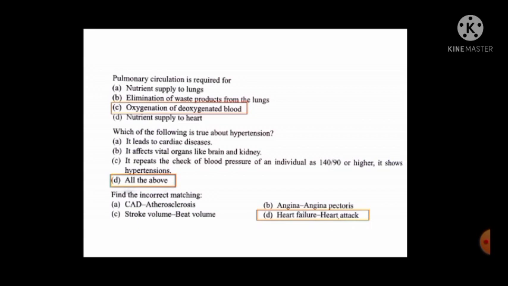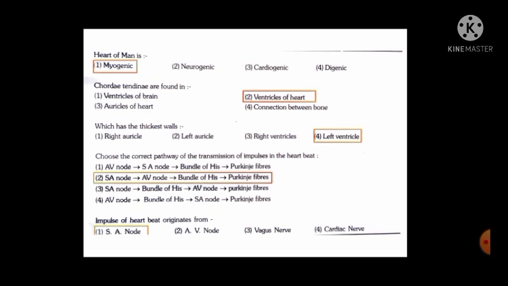Find the incorrect matching. Heart failure equal to heart attack is incorrect. CAD is also called coronary artery disease. It includes atherosclerosis, angina pectoris, and stroke. Stroke volume is also called beat volume. The heart of man is myogenic, muscle originated.